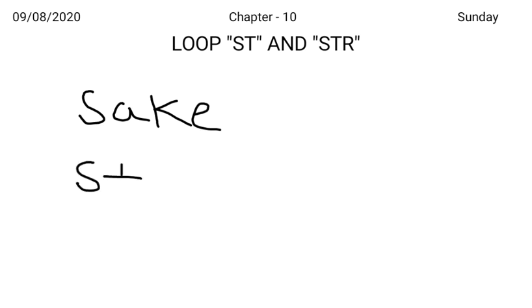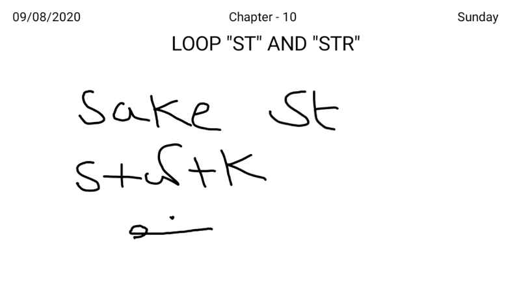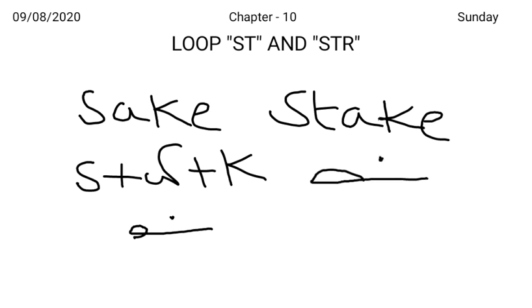Another example, sake. S plus A plus K, sake, circle S, K, A vowel. Now we have to write stake. Before K, ST loop is there. So ST loop and then K, A vowel. ST plus A plus K, stake.